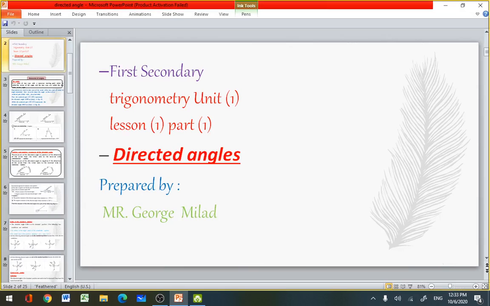First secondary trigonometry, unit 1, lesson 1, part 1, directed angle, prepared by Mr. George Milad.